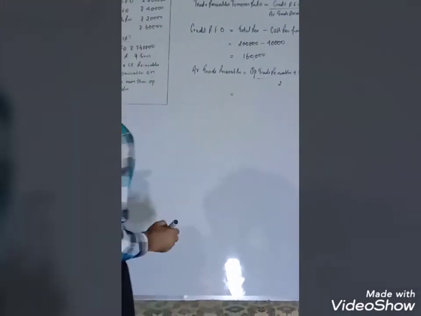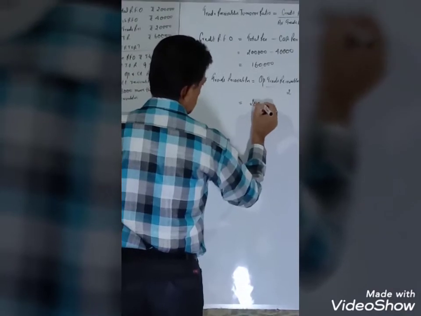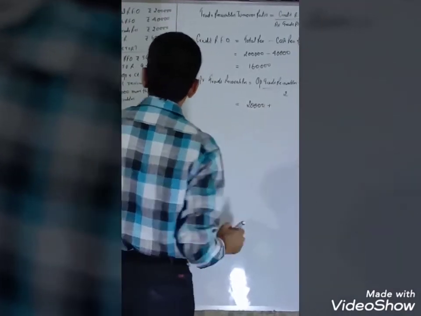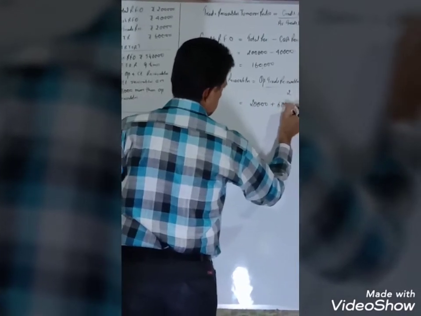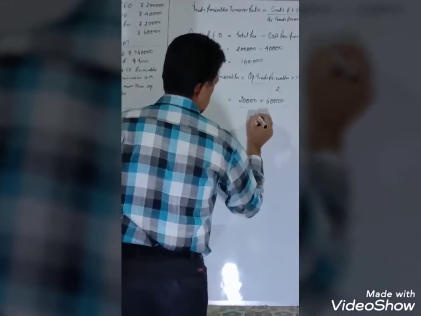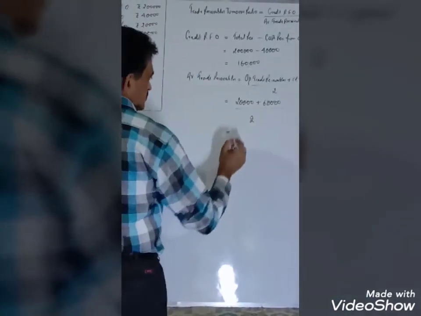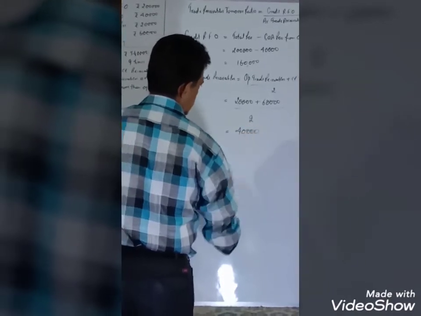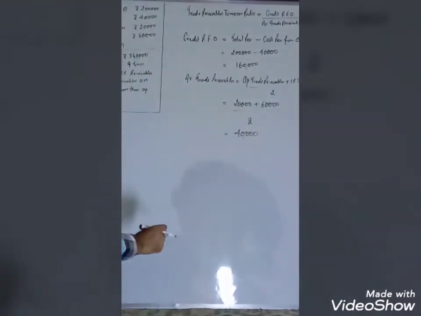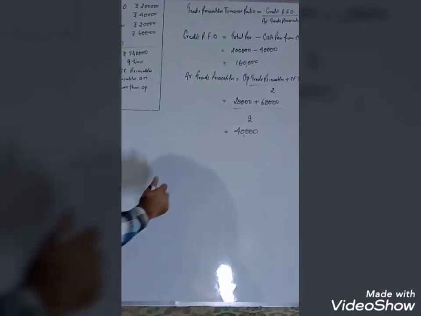Opening trade receivables are rupees 20,000 and closing trade receivables are rupees 60,000, divided by 2. We will get 40,000. 80 divided by 2, so 40,000 is the average trade receivables.